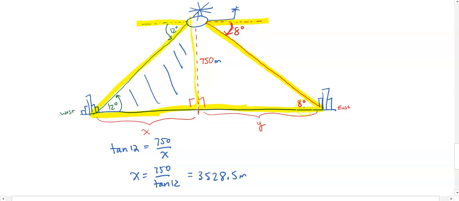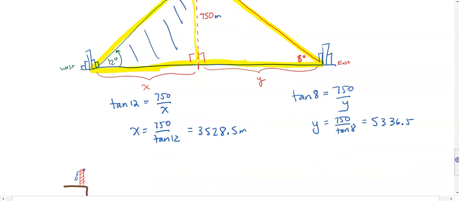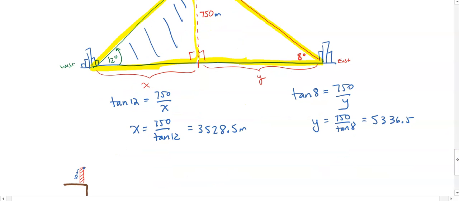But anyway, going over here, I can do the same thing. The tan of 8 is equal to 750 over y. So y equals 750 over tan 8. And I type that into my calculator. And I get 5,336.5. So now when I add these two numbers together, I get total distance being 8,865 meters, or just under 9 kilometers apart.